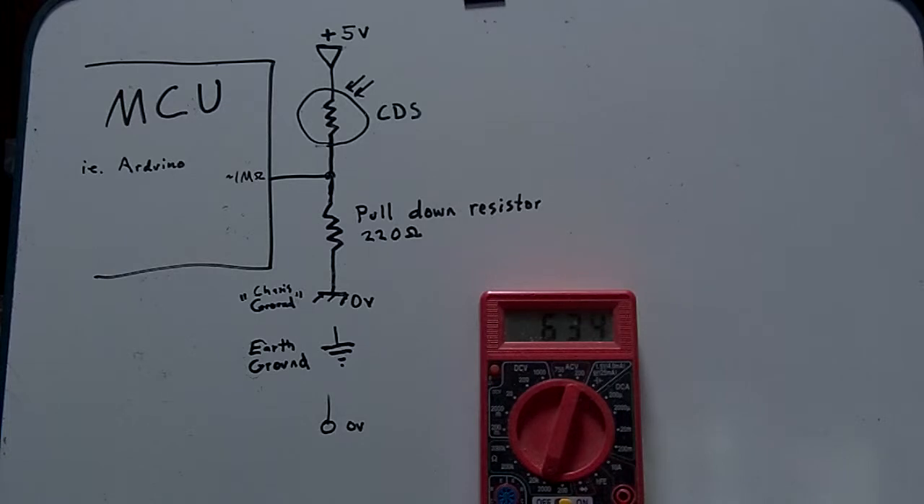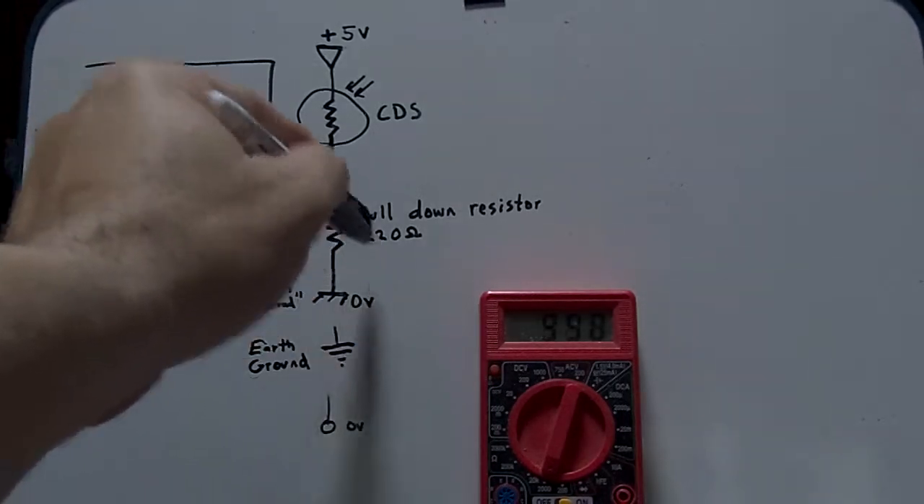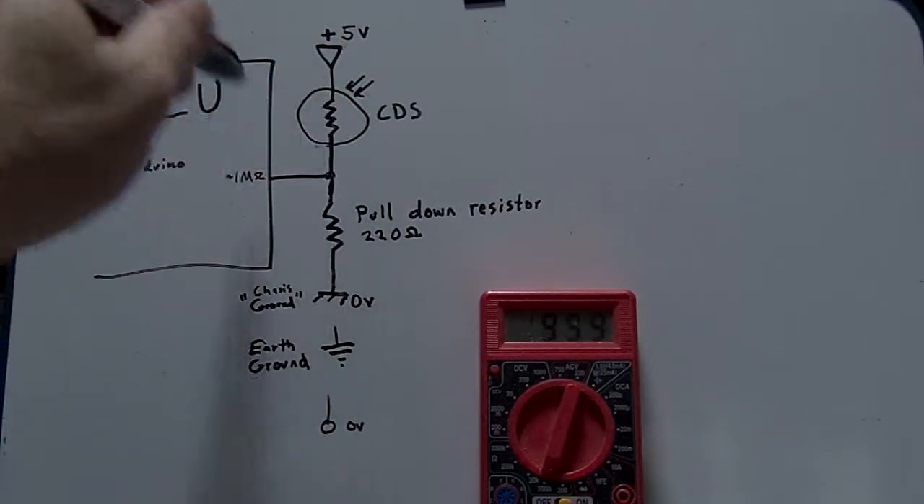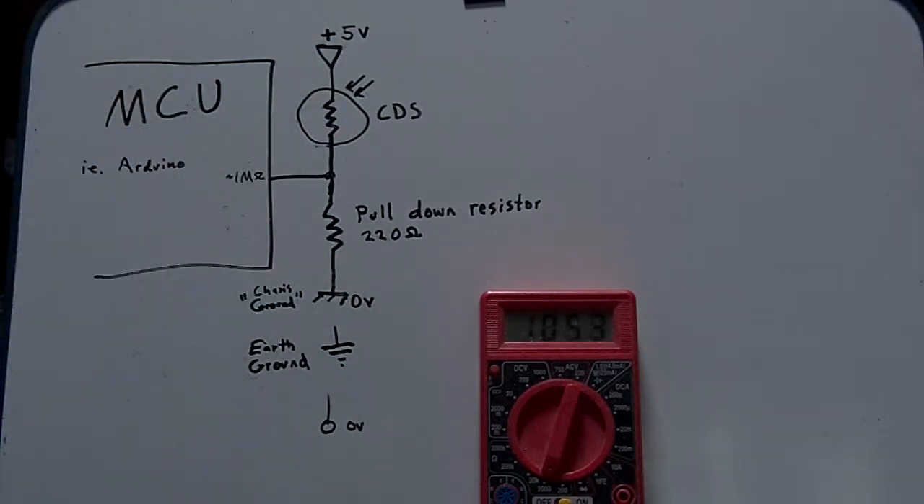And I could have done the same thing in reverse. I could have put the CDS cell down here and a pull-up resistor up here. Just switch these two around. And I'd get the same swing of voltages, except I'd get them in inverse. I'd get the same amount of swing in voltages, is what I want to say. But they'd be inversely related. The high to low would be switched around.